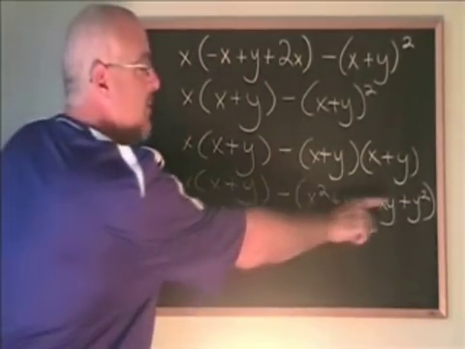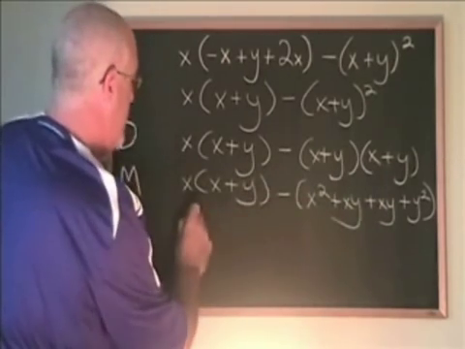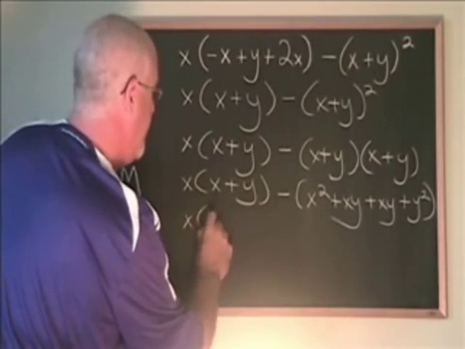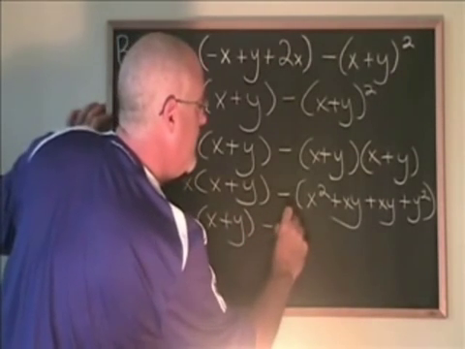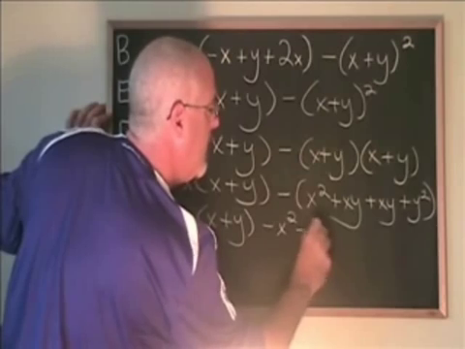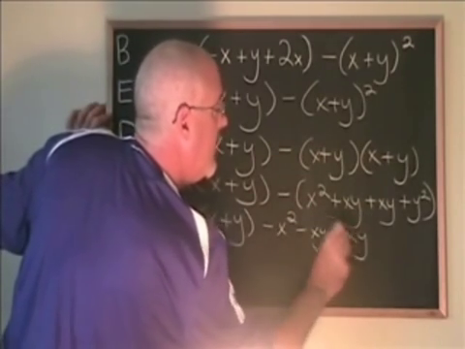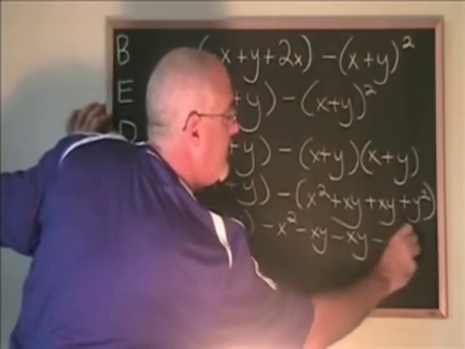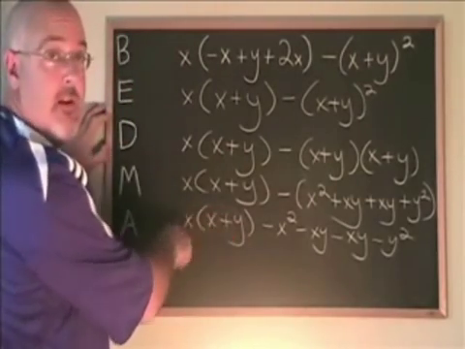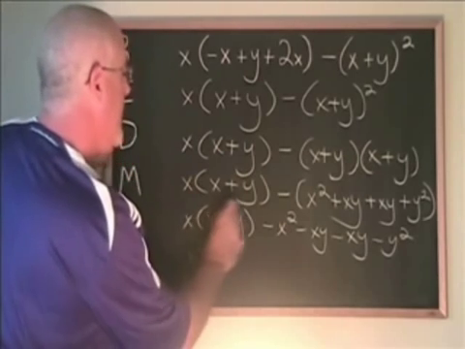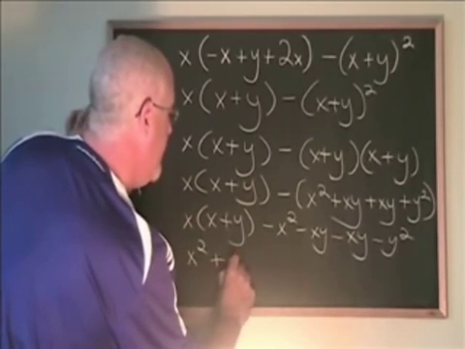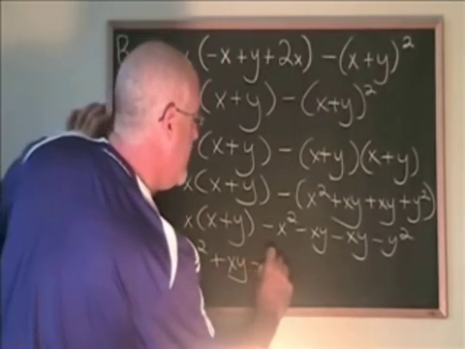Now I just have to remove the bracket and fix the signs. We have minus x squared minus xy minus xy minus y squared. Now I'm doing this multiplication. X times x is x squared. X times y is xy. I copy down the rest.